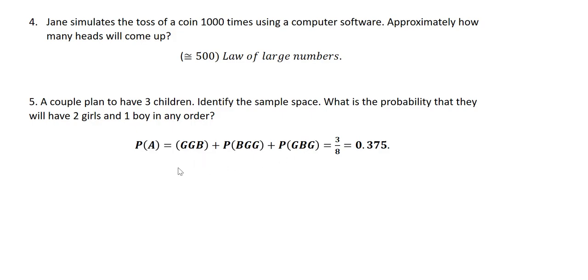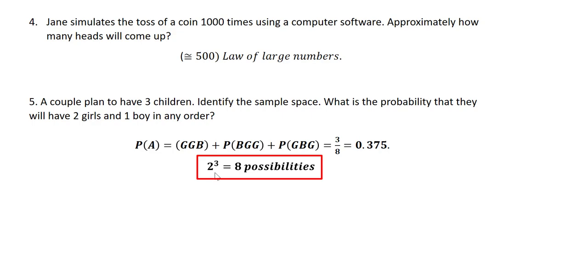So the probability that they will have 2 girls and 1 boy in any order will simply be 3 out of 8, which will be 0.375. Now looking at the sample space, we can list all of the possibilities. In this case, there will be 8 possibilities of the order in which they could have these 3 children.